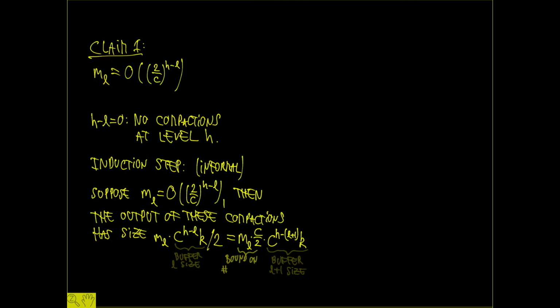Since we only do compactions when a buffer is full, this gives us an upper bound on the number of compactions at level L plus 1. Now consider m of L minus 1. It should be L minus 1 on the slide. We can upper bound that by m of L times c over 2, and then by the induction hypothesis, this is upper bounded by the claimed amount.